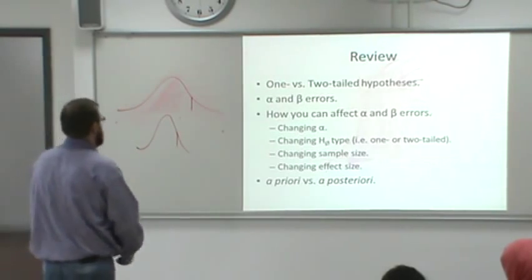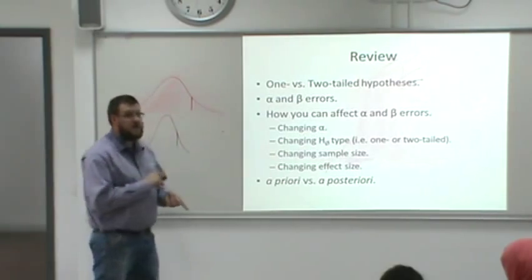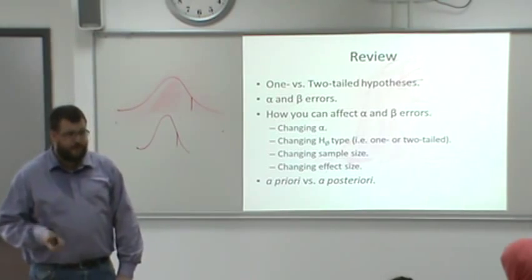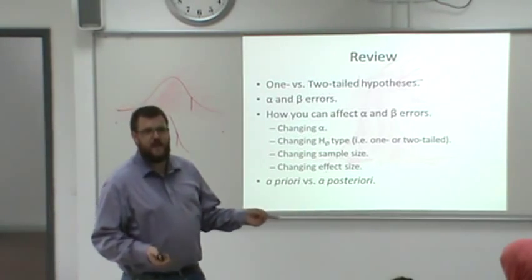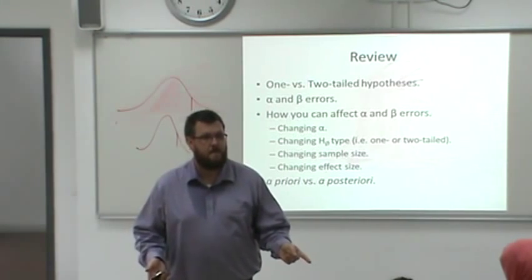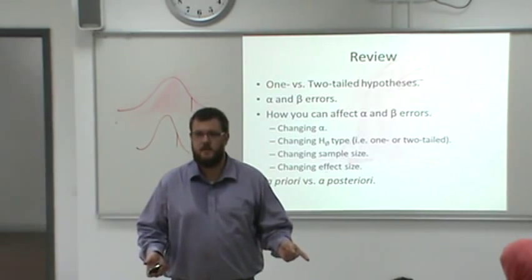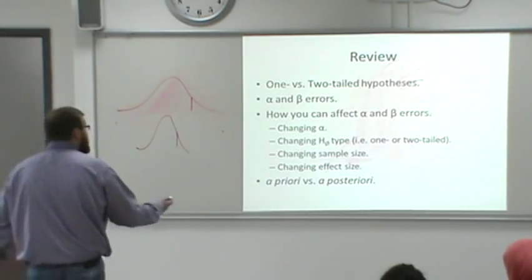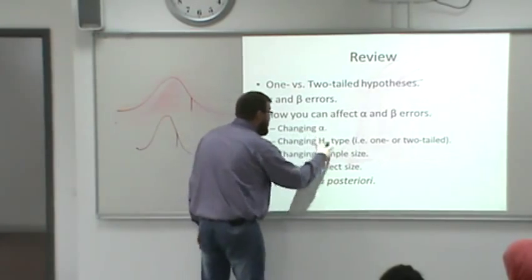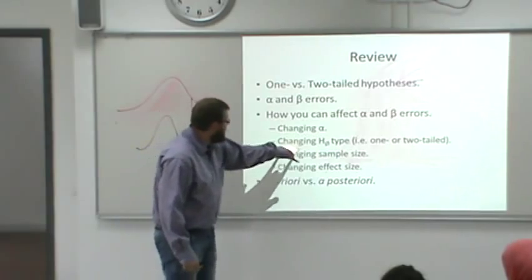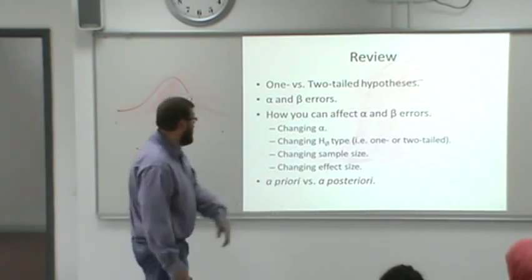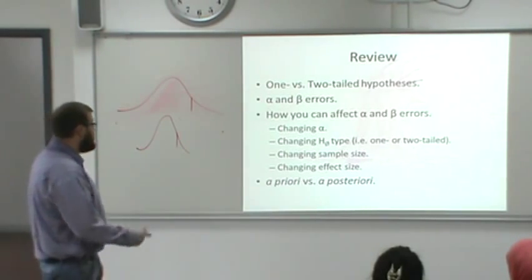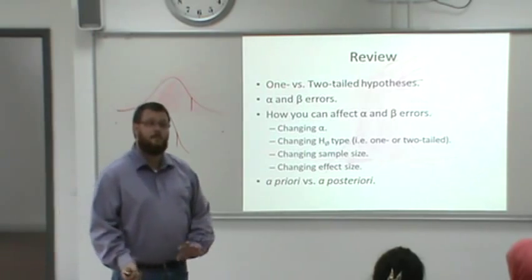All right, so review. You should know the difference between one and two tailed hypotheses. You should know what alpha and beta errors are and how you can affect them. There's really only one way that you can affect alpha error, and that is what? How do you affect alpha error? By changing alpha. Yeah. How can you affect alpha and beta errors? You should know what effects changing alpha has on both of those, what effects changing the directionality of the null hypothesis has, what changing the sample size does, and what changing the effect size does. You should also know the difference between a priori and a posteriori.